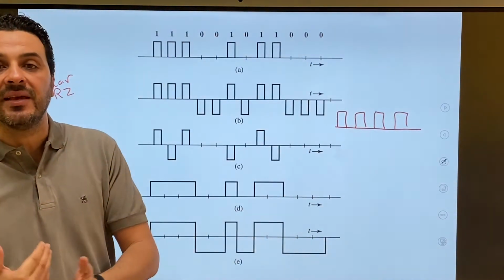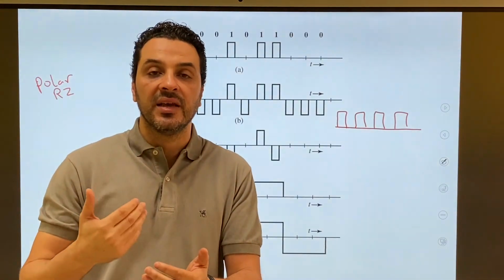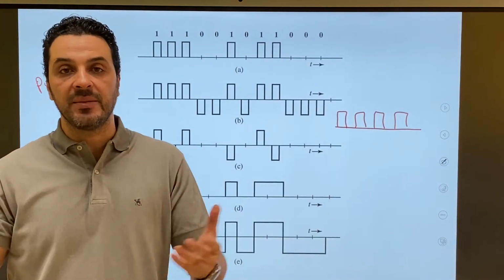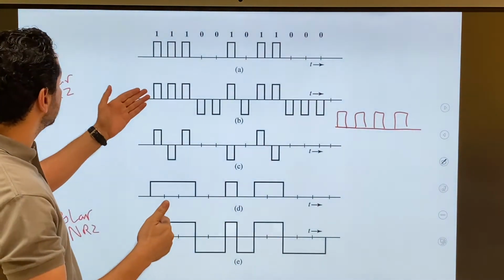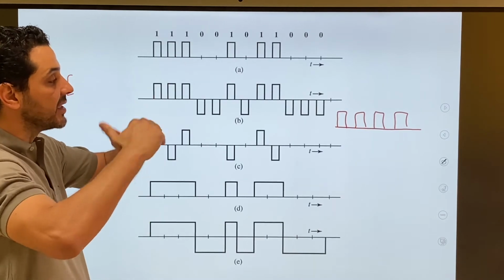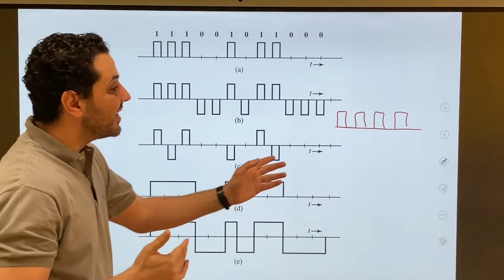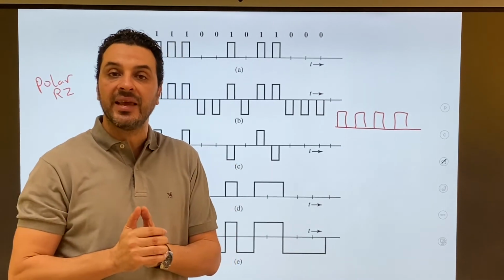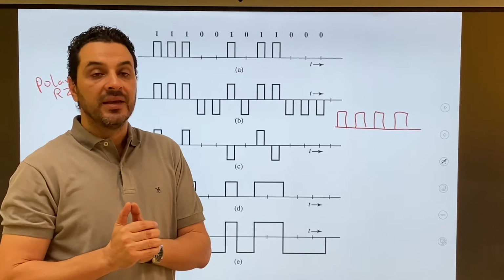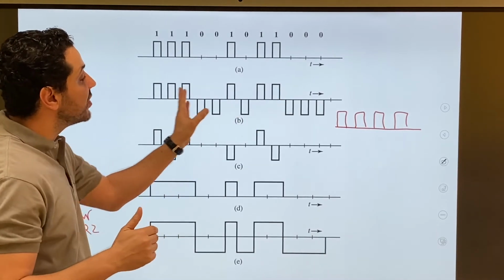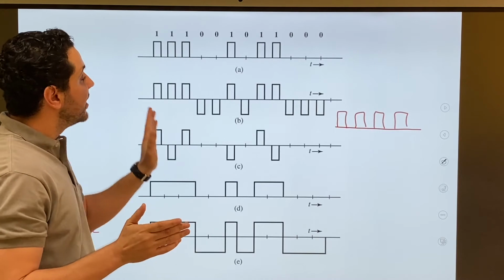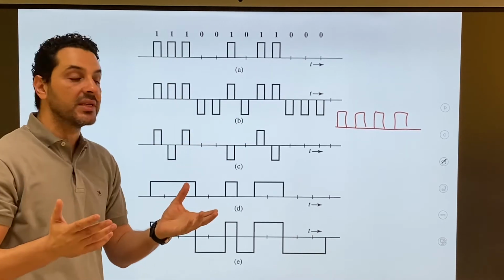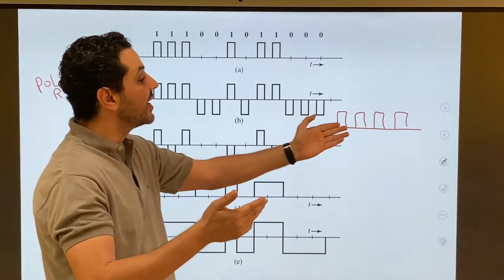And as we explained in one of the previous videos, the regenerative repeater needs a periodic signal in order to extract the timing information, right? So if the receiver receives the polar return to 0 and rectifies it, makes it all positive, it will get a periodic signal, and then it can use this periodic signal in order to extract the timing information, right? Regardless of the sequence of ones and zeros, it doesn't matter. If you get a long sequence of ones, or a long sequence of zeros, or a mix between ones and zeros, if you rectify the signal, you will get a periodic signal always.